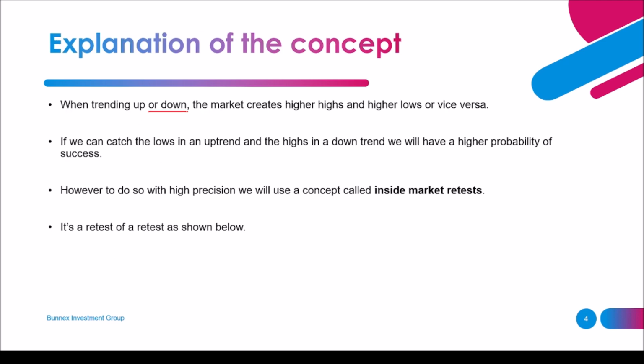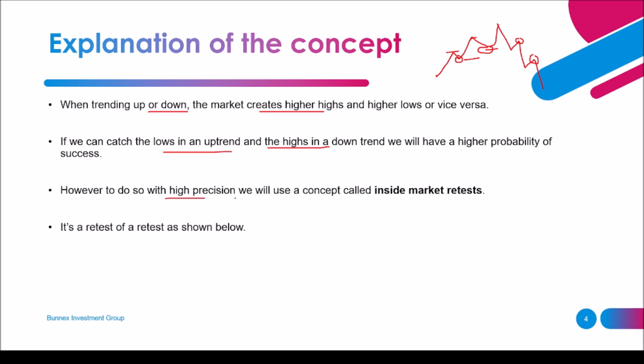When trending up or down, the market creates higher highs and higher lows, right? When going up, we have higher highs and higher lows, and vice versa is true. If we are going down, we have lower lows and lower highs. If we can catch the lows in an uptrend, which are these points, and the highs in a downtrend, which are these points, we will have a higher probability of success.